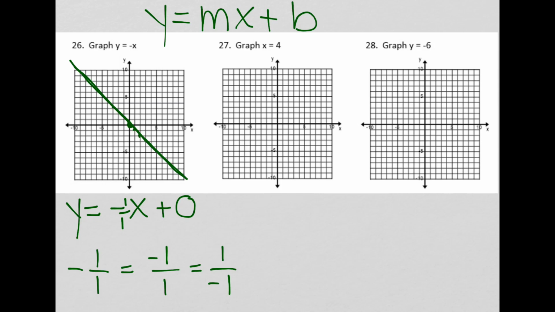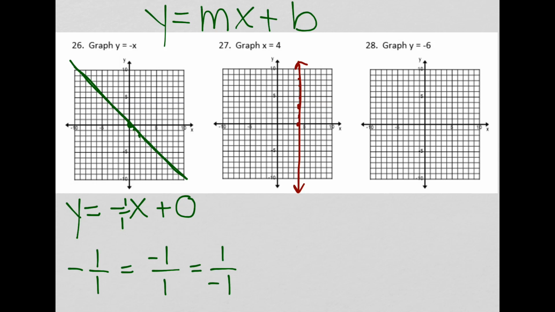Okay, x equals 4 for number 27. Wait, that doesn't look anything like y equals mx plus b. This is an exception to the rule. All the x's are 4. Go to where all the x's are 4. Not just one x equals 4. All the x's are 4. Oh, it's a vertical line where all the x's are 4.